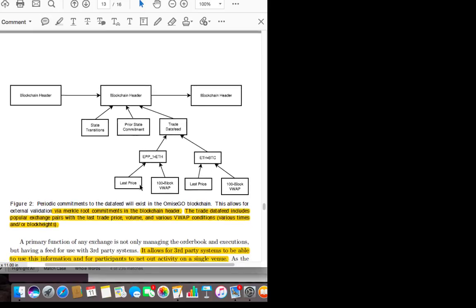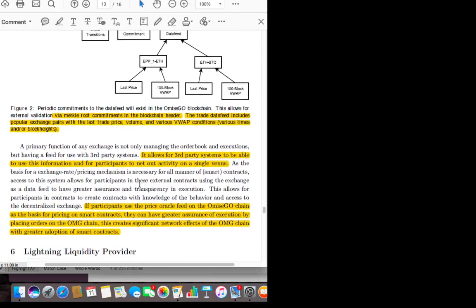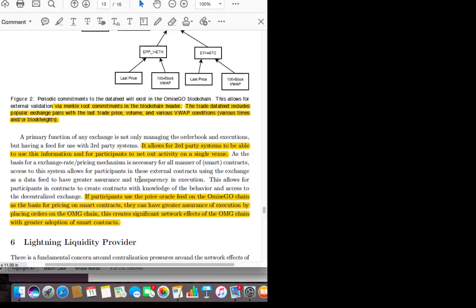So here's that, Merkle trees. They go on to say that this allows for third-party systems to be able to use this information for participants to net out activity on a single venue. If participants use the price oracle feed on the Omisego chain as a basis for pricing on smart contracts, they can have greater assurance, basically trust, of the execution by placing orders on the OMG chain.